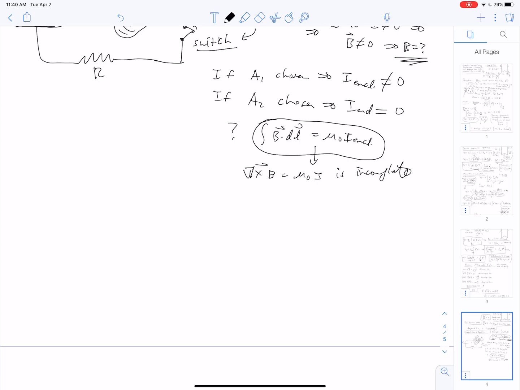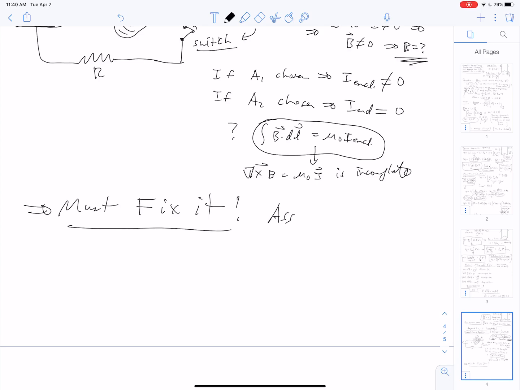And so let's fix it. So then we have to fix it. It's pretty easy to fix. We have to fix Ampere's law. And so to fix it, we'll do this.